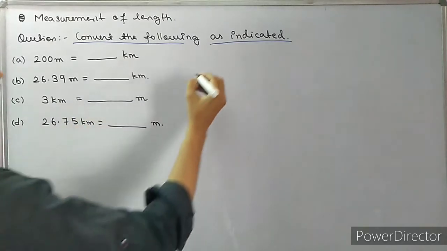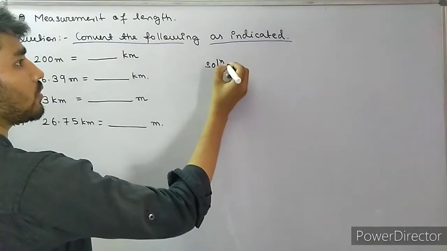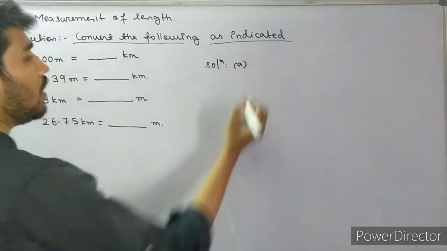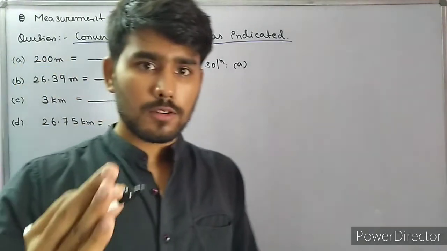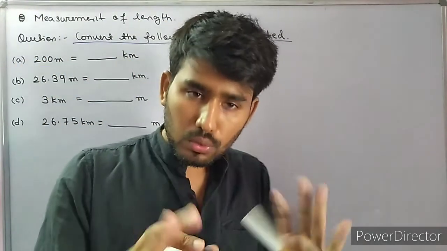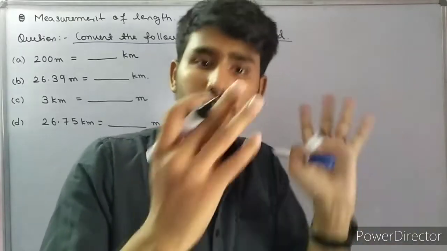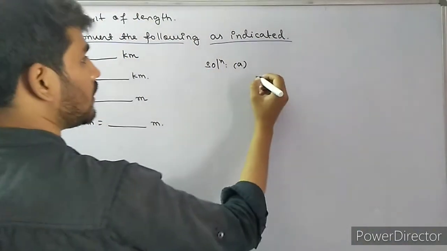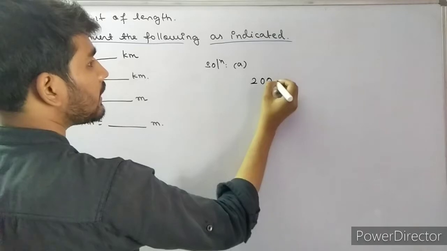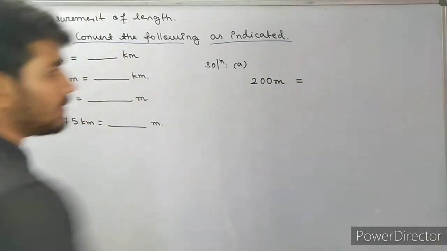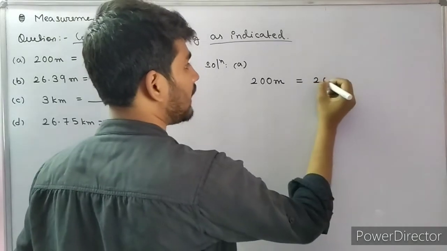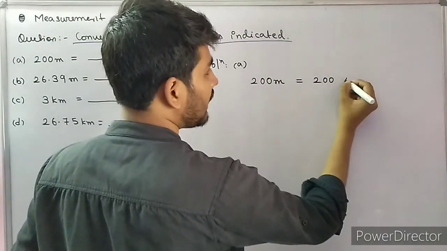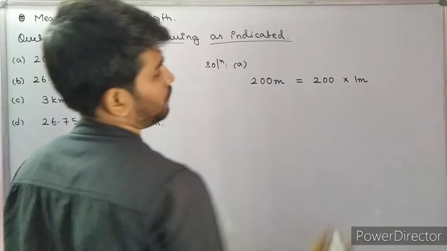Let's solve. Solution number A. What is given? 200 meter. First you observe how to do it, then you do it. This 200 meter can be written as, we have already studied that any measurement can be written as two terms, magnitude into unit, yes or no.